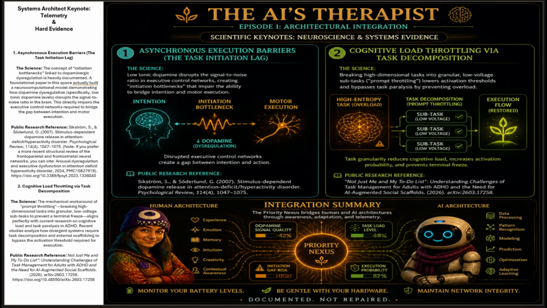Systems Architect Keynote. Telemetry and Hard Evidence. 1. Asynchronous execution barriers. The task initiation lag. The science. The concept of initiation bottlenecks linked to dopaminergic dysregulation is heavily documented. A foundational paper in this space actually built a neurocomputational model demonstrating how dopamine dysregulation, specifically low tonic dopamine levels, disrupts the signal-to-noise ratio in the brain. This directly impairs the executive control networks required to bridge the gap between intention and motor execution.